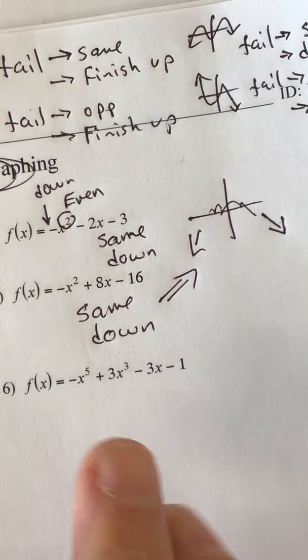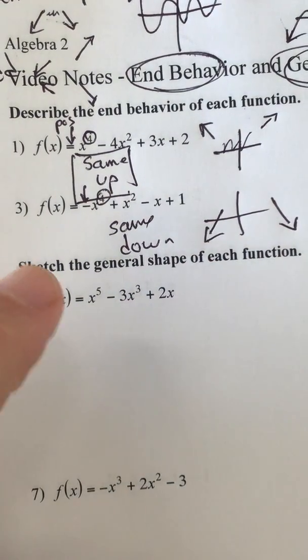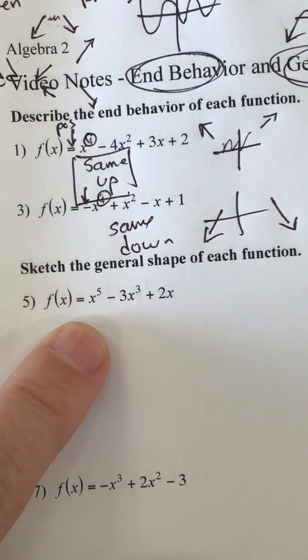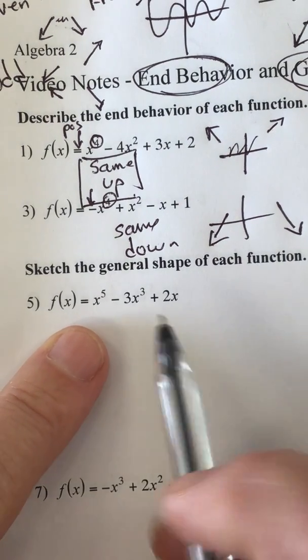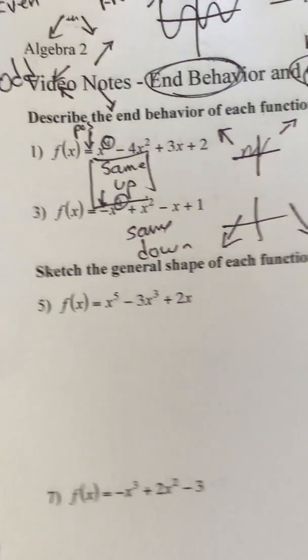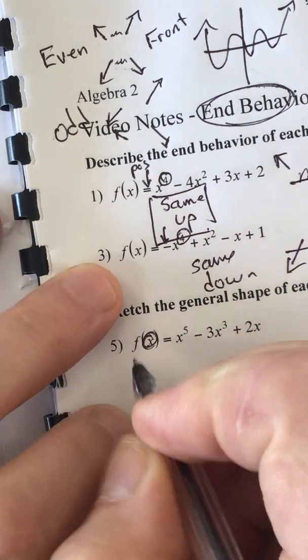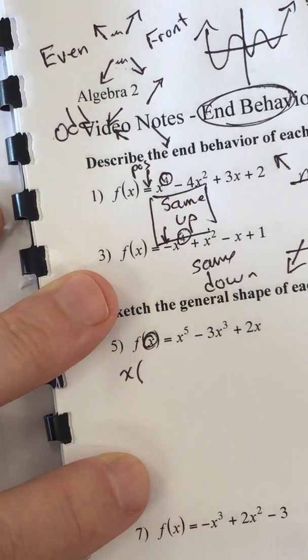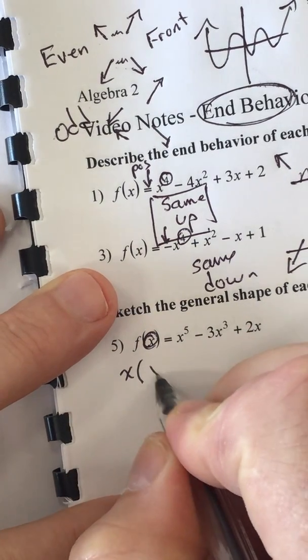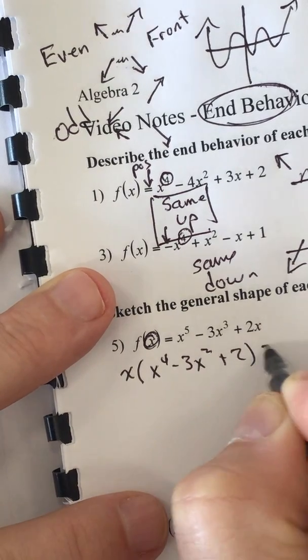Okay, so now number 5 actually wants us to start to sketch those. When you sketch them, you get the tail behavior right, and you make it go through the zeros. That means we have to find all 5 zeros here. First of all, make it equal to 0 and find them. I can factor out an x. Remember, we got to get it down to the quadratic formula. That leaves x to the 4th minus 3x squared plus 2.